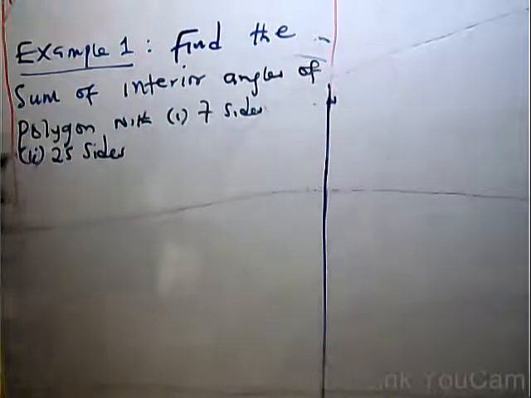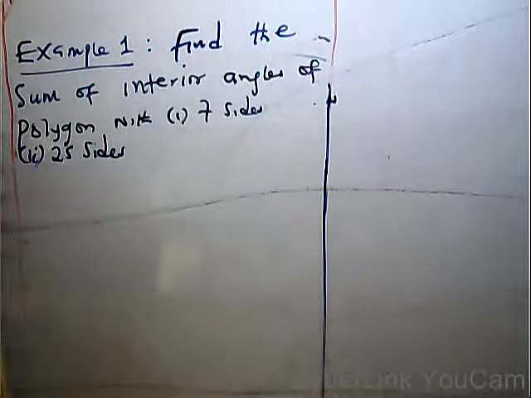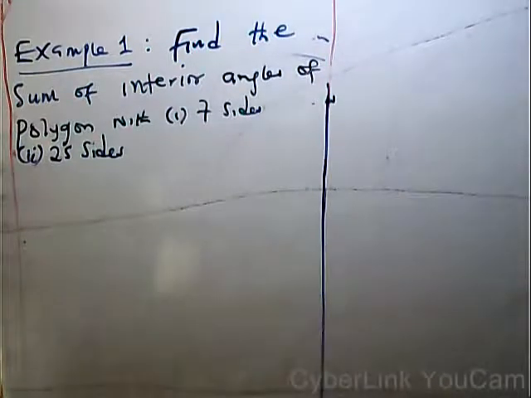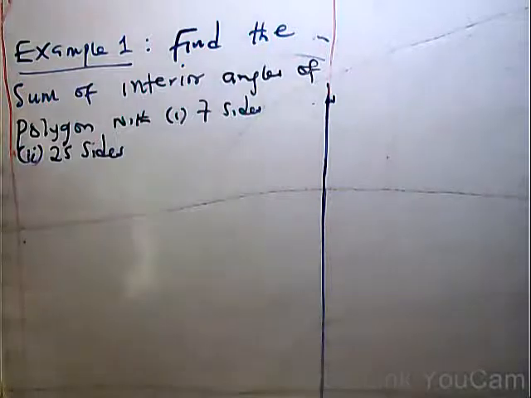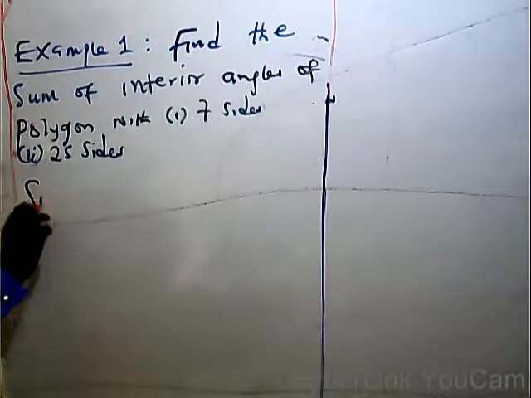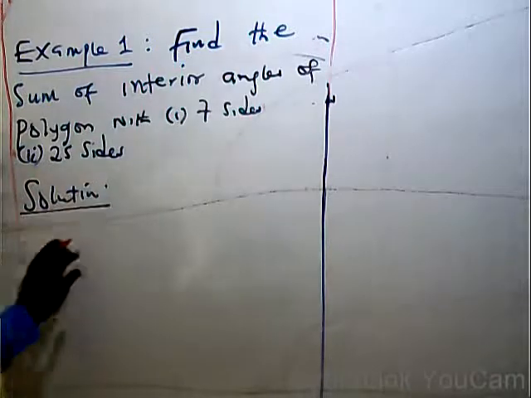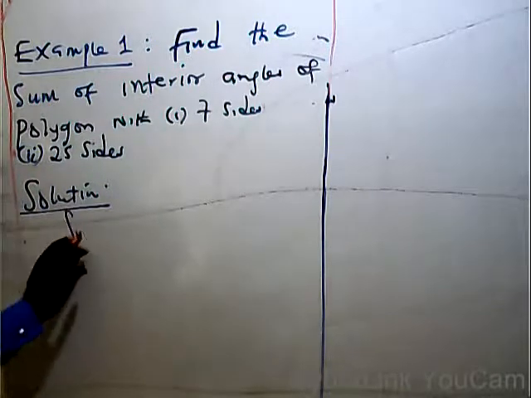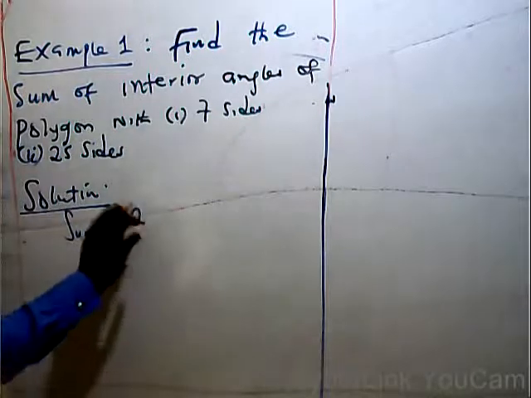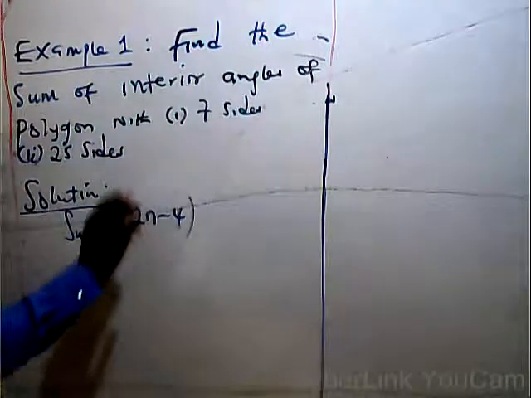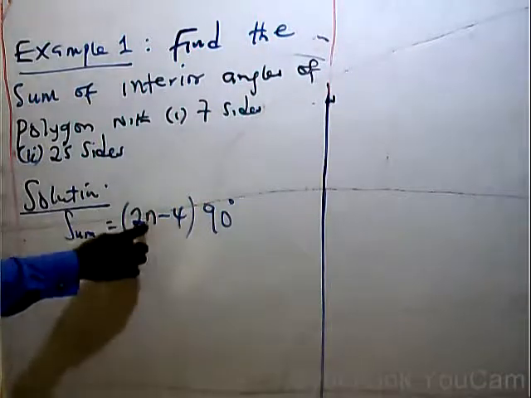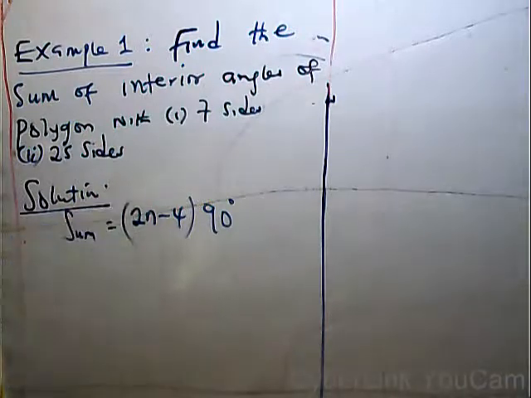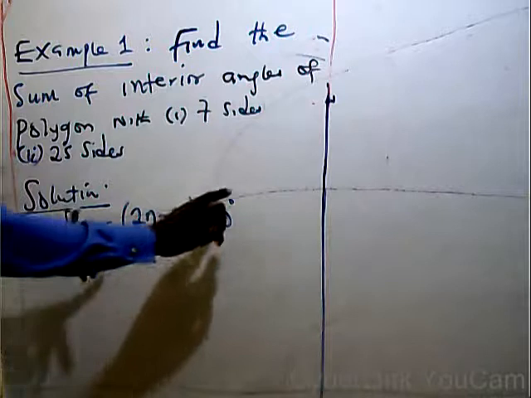Here we have to find the sum of interior angles of a polygon with 7 sides and 25 sides. When you have a polygon of 7 sides and 25 sides, what will be the sum of the angles in that polygon? We are going to make use of our formula. The formula is: the sum of angles is (2n minus 4) times 90 degrees. The n here represents the number of sides.